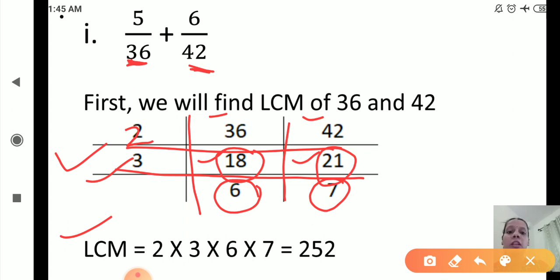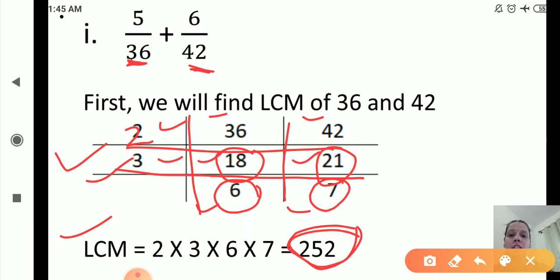Okay, so which are the factors here? That is 2, 3, 6 and 7. So multiply all the factors. So 2 into 3 into 6 into 7. We will do this multiplication. Then we will get the answer, that is 252. So now we got the LCM of 36 and 42, that is 252.